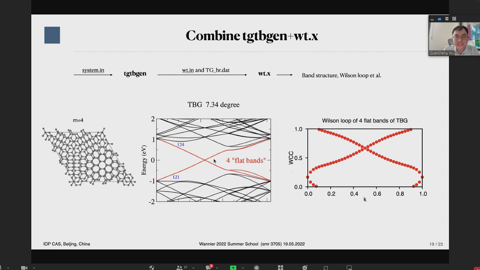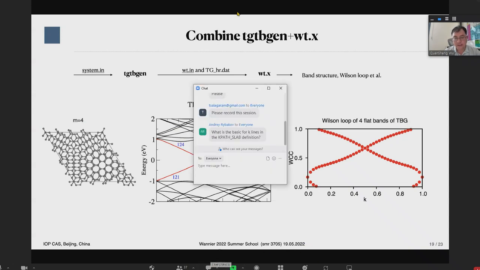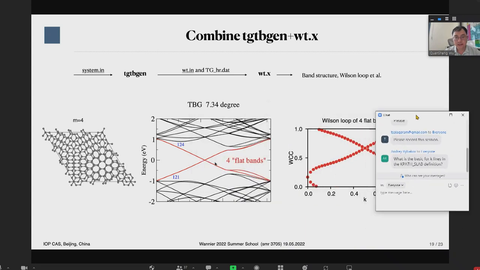However, if you break some symmetry, for example, some time-reversal symmetry or some C3 symmetry, then it makes this Wilson loop trivial, and then you can construct a tight-binding model for these four bands. I'm not sure whether I answered the question or not.